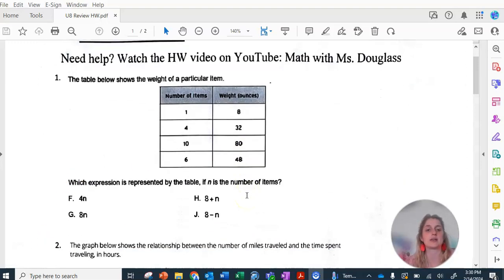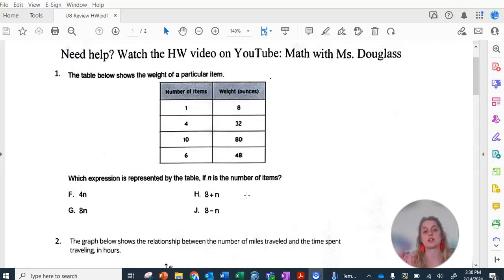So we have a table here. We're looking for the expression of how you can get from your independent variable, which I'm guessing, based on the fact that all of these have n's in it, and it says n is the number of items. How do you get from n to this other one, which we don't need a variable for because it's only an expression, not an equation.